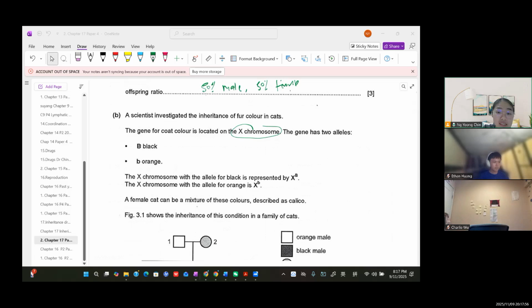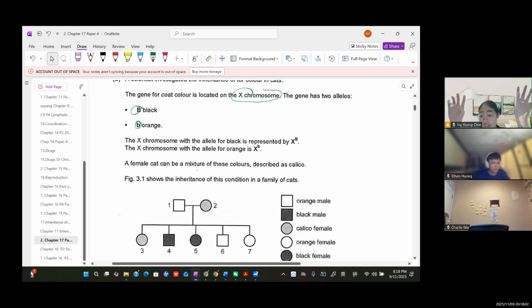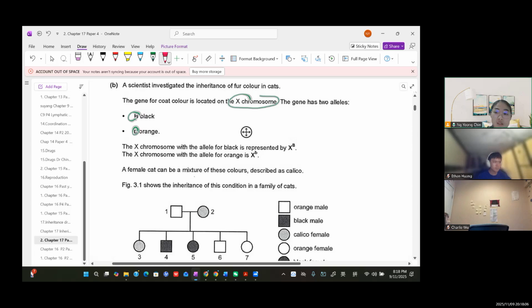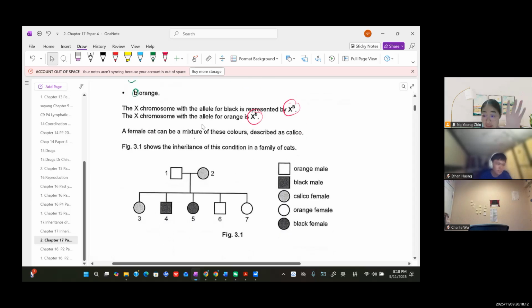So you have this B and the small b. They are just on the X chromosome. So that's why when you write the sex-linked gene, you should write in this way, like this and like this. Like this and like this, okay? So this is a bit different. Sex-linked gene.